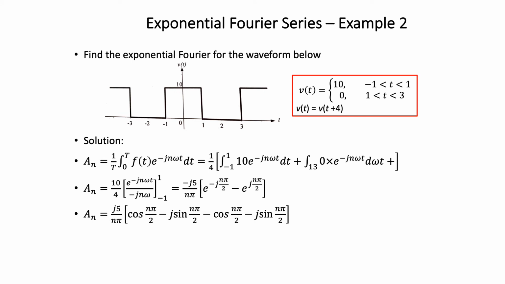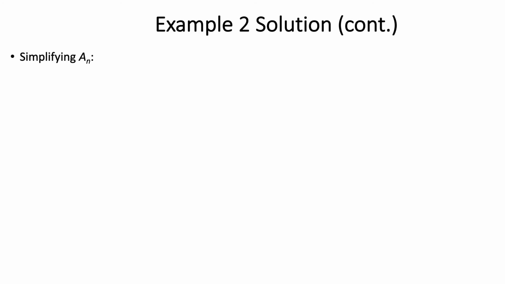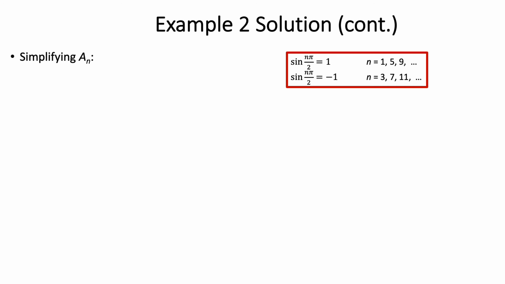Working out the integration, finally, we have a_n equal j5 over n pi times minus j2 sine n pi divided by 2. Or, if you simplify, a_n equal 10 over n pi sine n pi over 2. Next, we proceed with further expansion, simplifying a_n based on the sine identity equation as given in the red box.